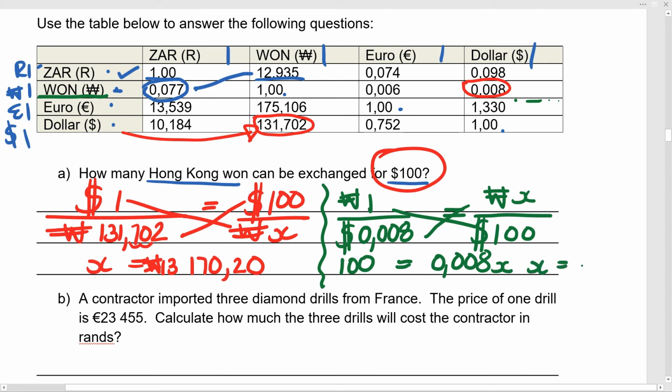The answer here is quite different to the previous conversion. I get 12,500, which I know isn't particularly close to 13,170. Because this is a rounded off exchange rate that is given, both of these would have to be correct because of the information in the table.